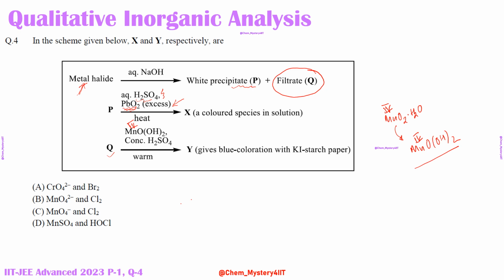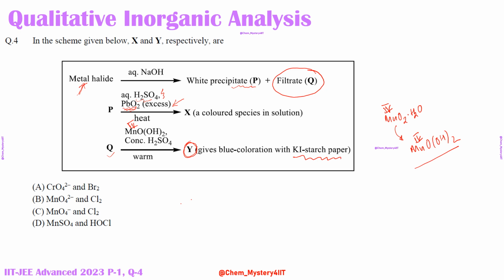That is again an oxidizing agent, but its oxidizing ability is relatively less in comparison to that of lead dioxide or KMnO4 or K2Cr2O7. So when we consider this reaction sequence, Q is further oxidized by these in presence of heat, and then we get some Y as the final product, which is known to give blue coloration with KI and starch paper.